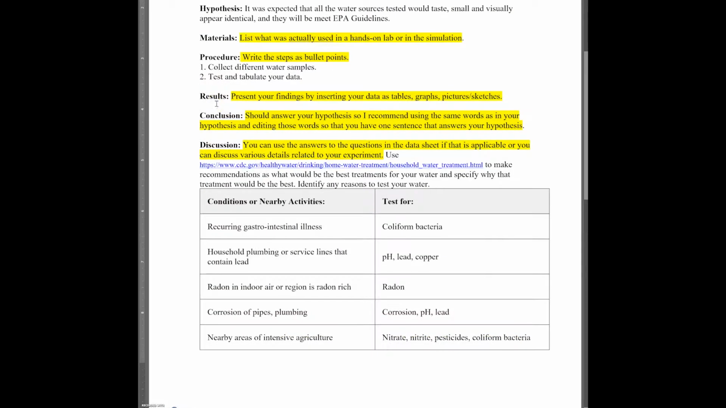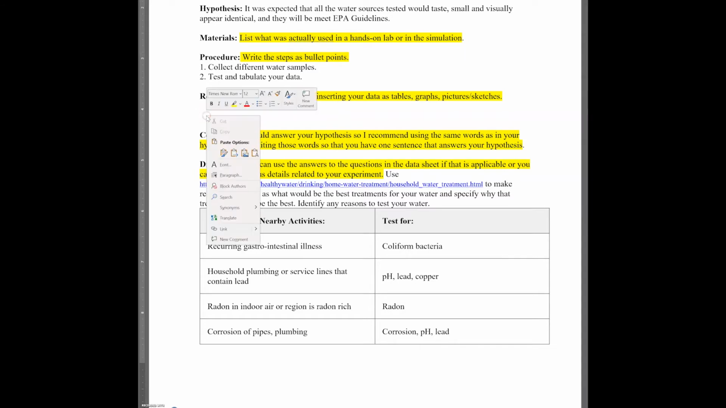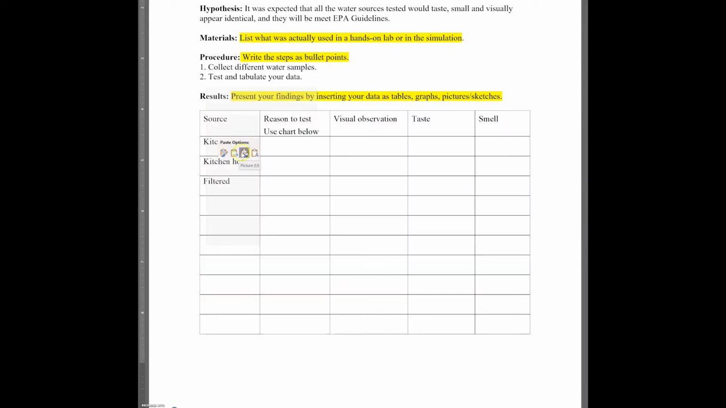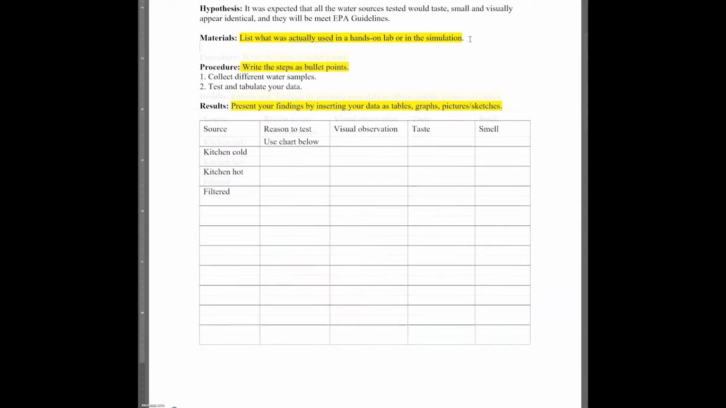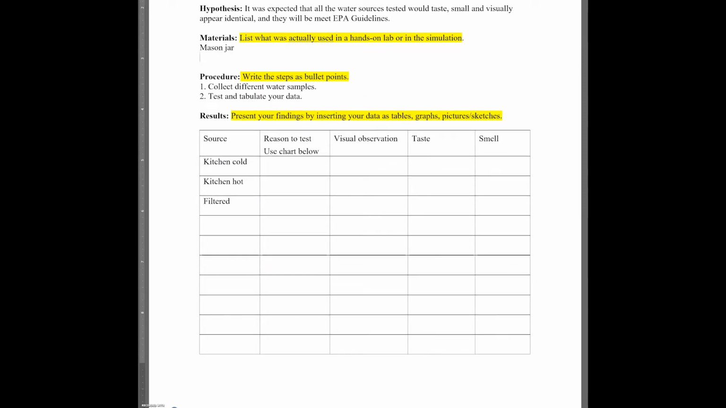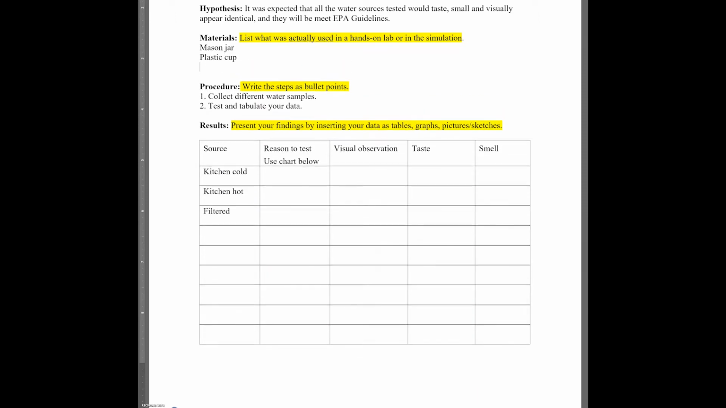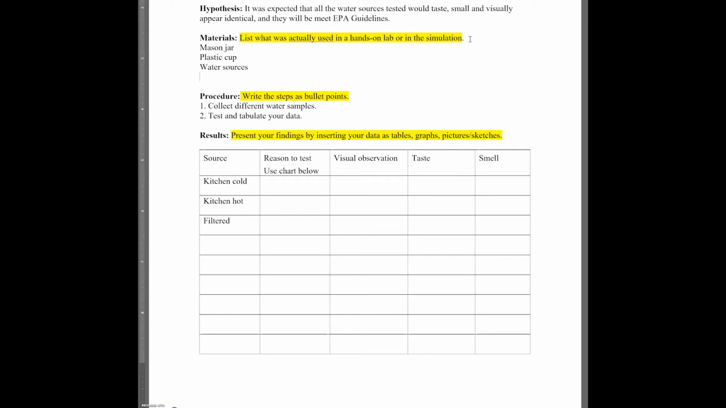When filled out, the table that is already in the lab manual can move from the procedure to the results. Write in any materials that you used. This might include whatever container you use to collect your water samples. And now we can go collect our water samples.